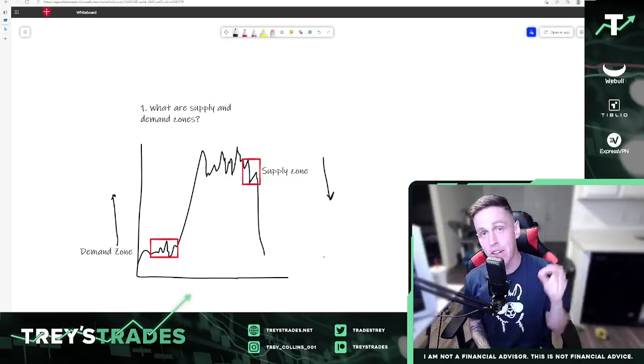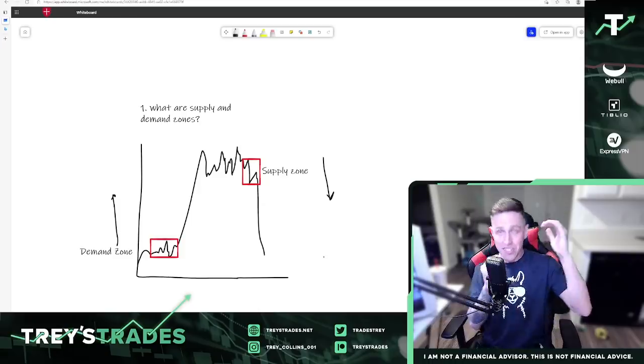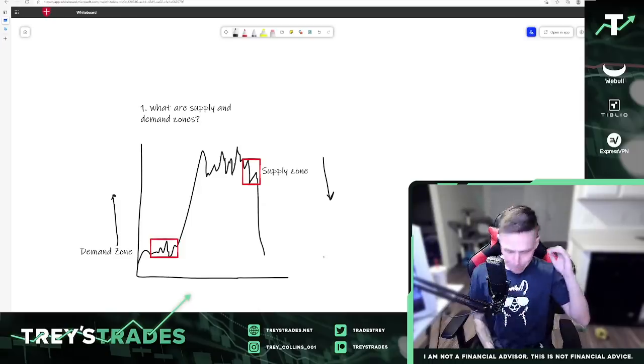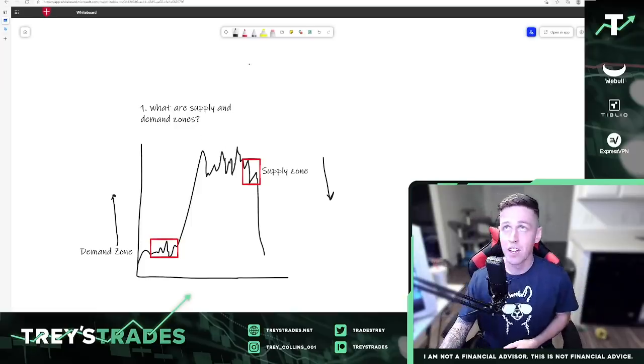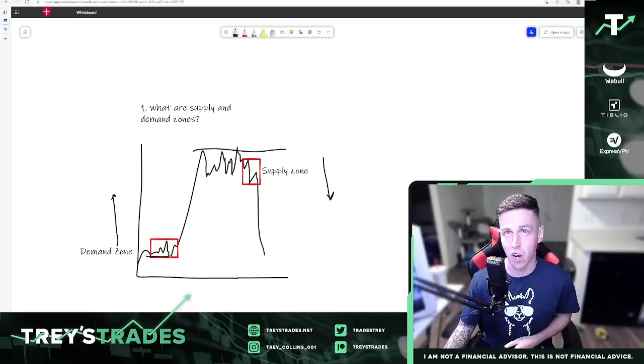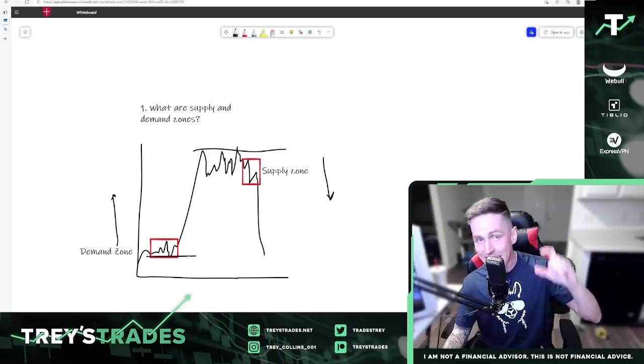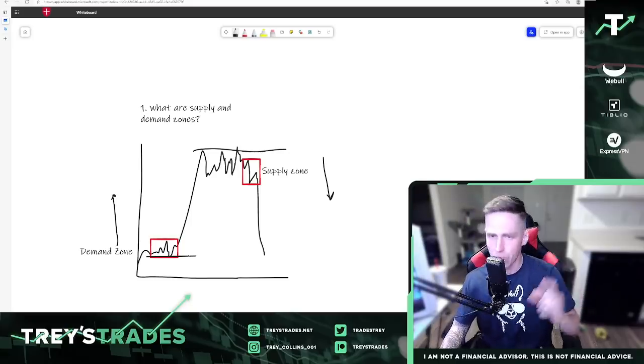Now, this is different than resistance and support. Resistance and support you can view essentially as levels that are hard to break through, right? You could have touch points and touch points and touch points. Like for instance, right here, this would be a level of resistance in the same way that this would be a level of support because it's hard to break underneath. But a supply and demand zone is different, right? And I'm going to show you exactly what I mean by that.